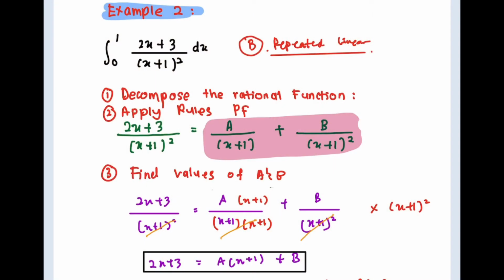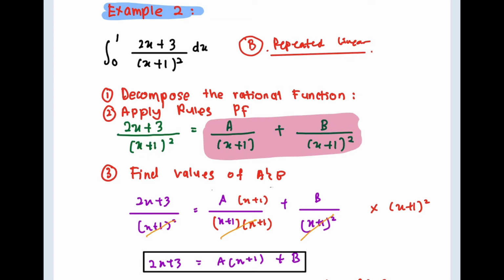Proceed with example 2. The question is integrate from 0 until 1 of (2x plus 3) over (x plus 1) squared. So this is obviously case B, which is repeated linear. So let's open up the partial fraction decomposition. Let's take the question (2x plus 3) over (x plus 1) squared, and let's open up the denominator.